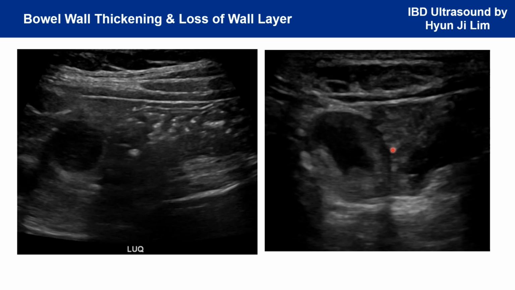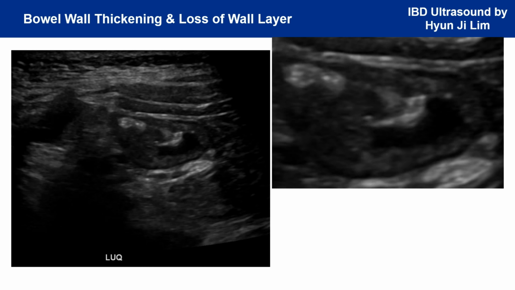This is another jejunal case. The bowel wall is thickened and normal layer appearance is also lost. The loss of wall layer may be focal. Can you see the dark color here?